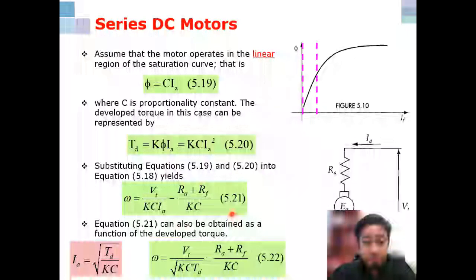Okay. Equation 5.1 can also be obtained as a function of the developed torque, because the value of IA is equal to the square root of the torque developed over KC. So you just replace the value of IA to get equation 5.22. Please do it on your own.